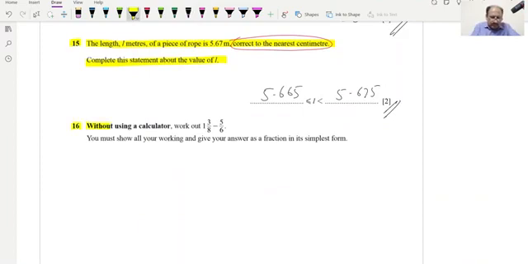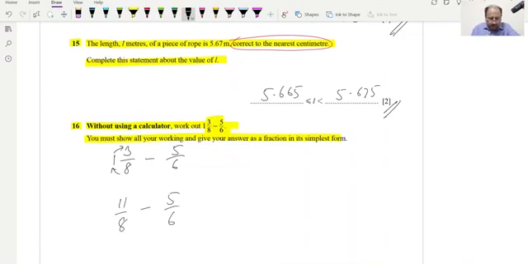Question number 16: without using a calculator, we have to solve these fractions, and you must show all your working. They want the answer in simplest form. So 1 whole 3 by 8 minus 5 by 6. This is our question. 8 multiplied by 1 plus 3: 8 ones are 8, plus 3 will be 11 by 8.